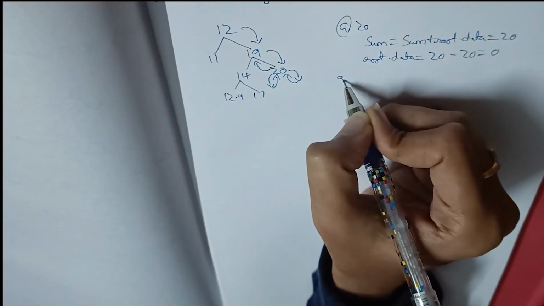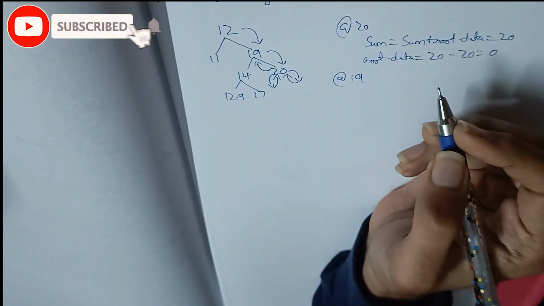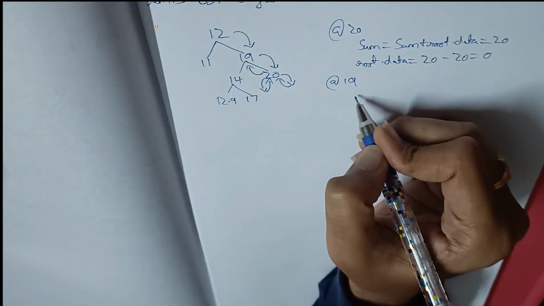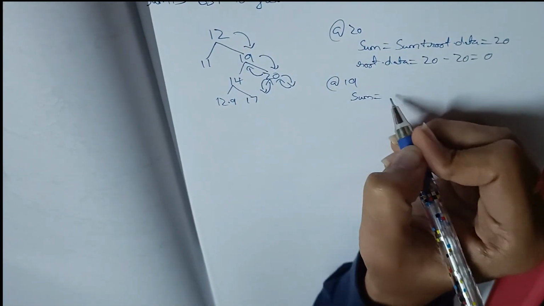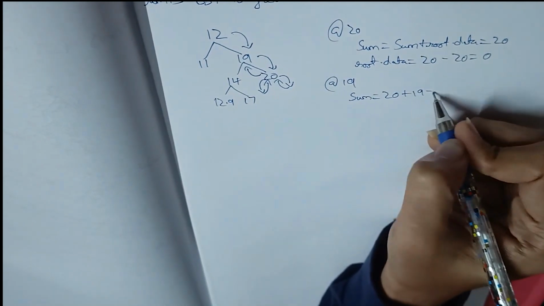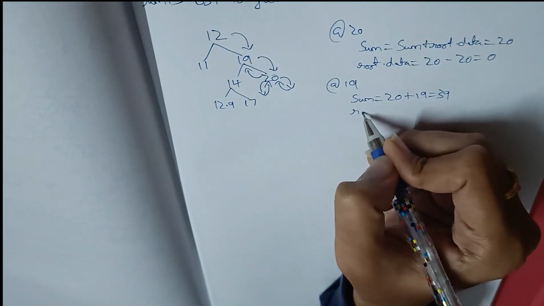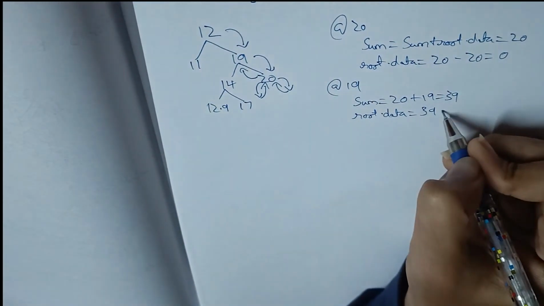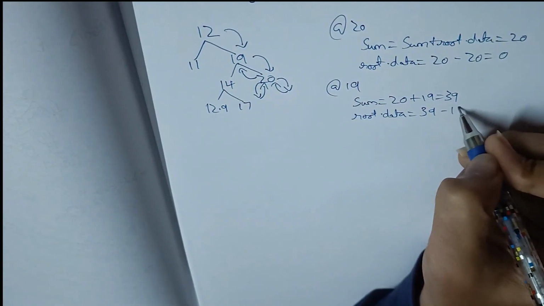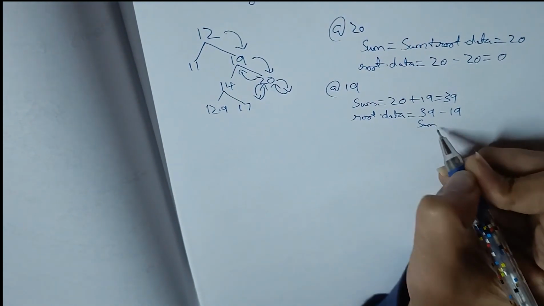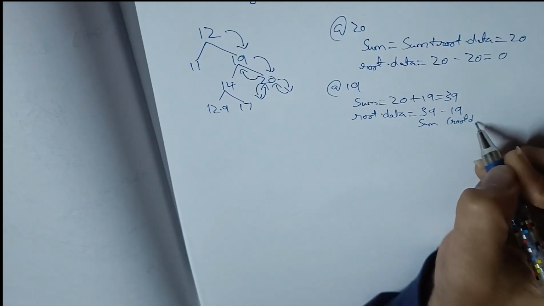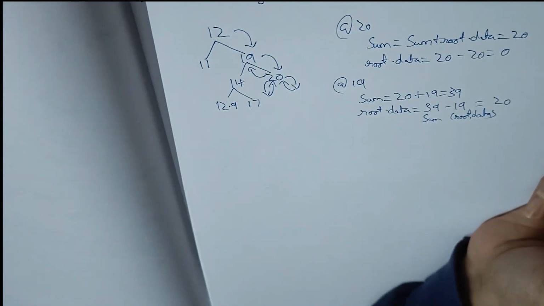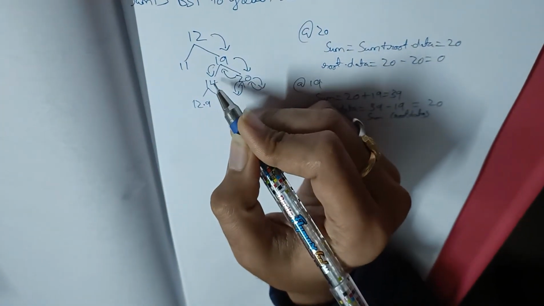So at 19, let's see what's going to happen. You have only one value that's greater than 19, which is 20. So the sum is going to be, sum is equal to 20 plus 19, which is 39, and root.data, which is the value at 19, is going to be modified as 39 minus 19, where 39 is sum and 19 is the existing root.data value. Now root.data becomes 20. The control now goes to the left subtree of 19, which is at 14.